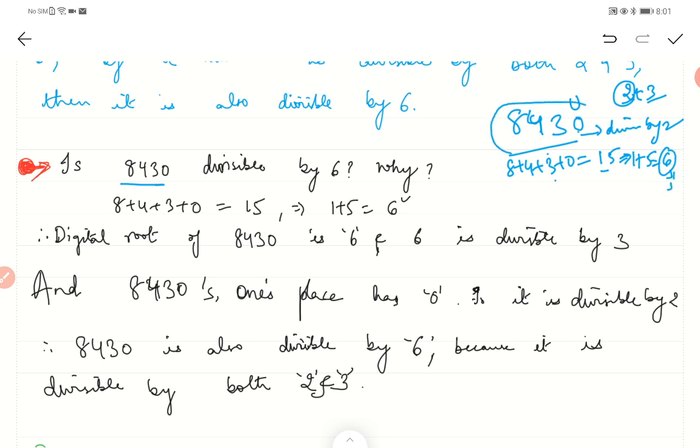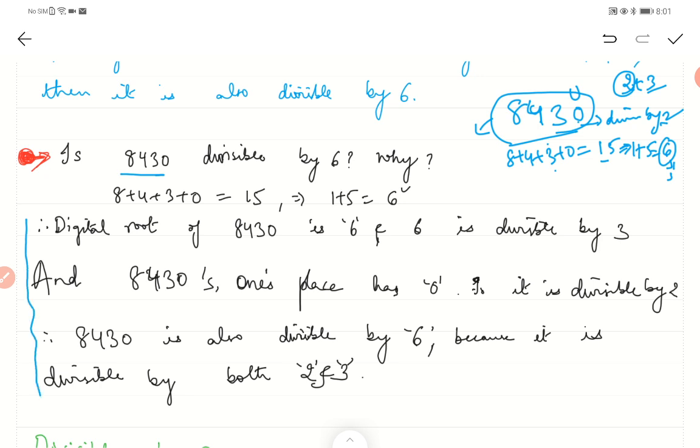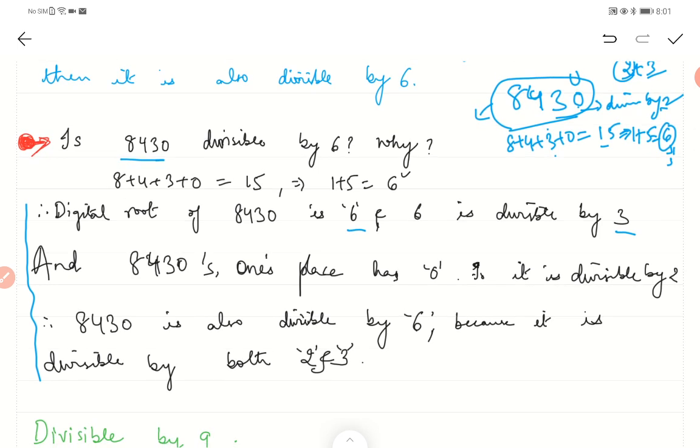So this number is divisible by 3 also. When it is divisible by 2 and also 3, that is why you can say that it is divisible by 6. That is what I have explained here. The digital root we got is 6, which is divisible by 3, and also since the one's place is 0, it is divisible by 2. So we can say that 8430 is also divisible by 6.